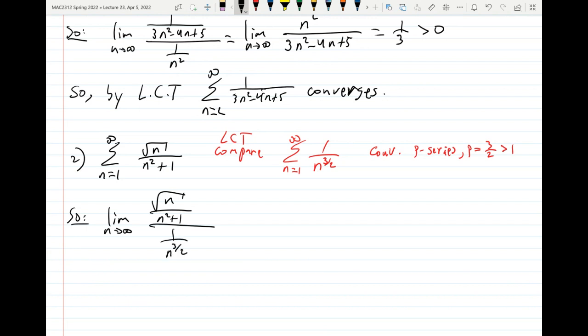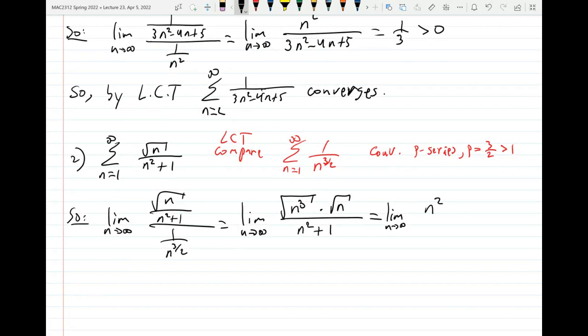One over n to the 3/2. So it would be limit as n approaches infinity. Now to make it easier, n to the 3/2 comes to the top. I'm gonna write it as square root of n cubed. Yes? So that means that's square root of n cubed times square root of n over n squared plus 1. And I did that so that you can multiply. So you're gonna get square root of n to the 4, which is n squared, right?